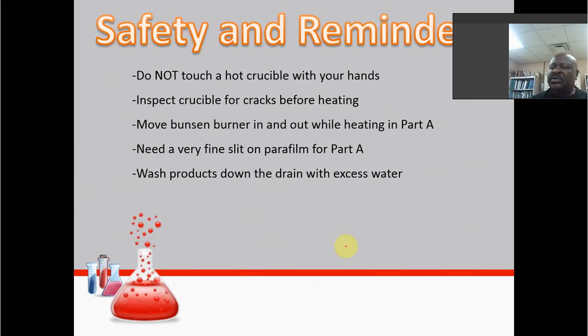In part A, where you're using a test tube, when you heat, move the flame in and out. I've seen test tubes break if continuous and strong heating is applied. So in and out, and the slit in the parafilm is there to allow excess oxygen to get out. We don't want the system to build any pressure. And then you can wash down the products with excess water. That's your lab today. Do good work, have fun, learn. See you in lab.